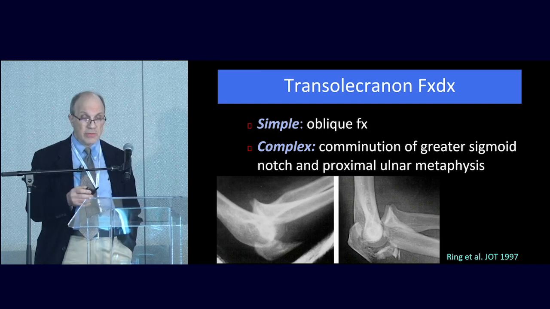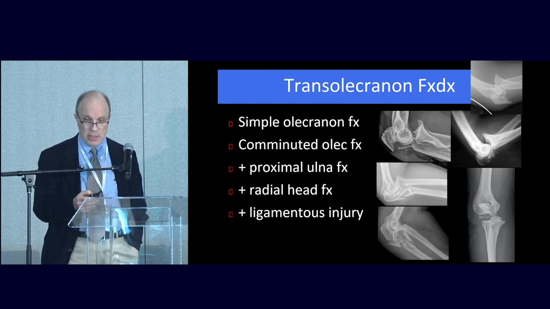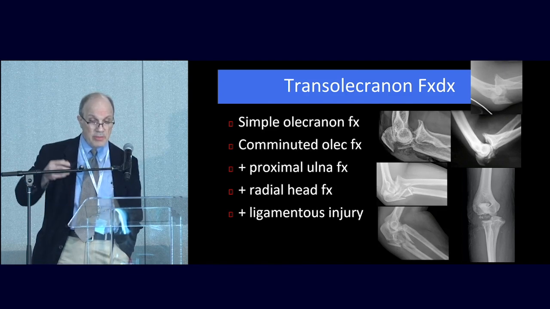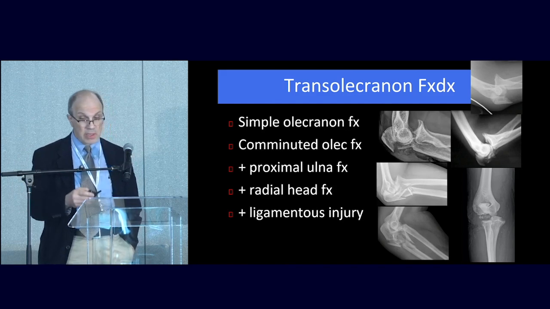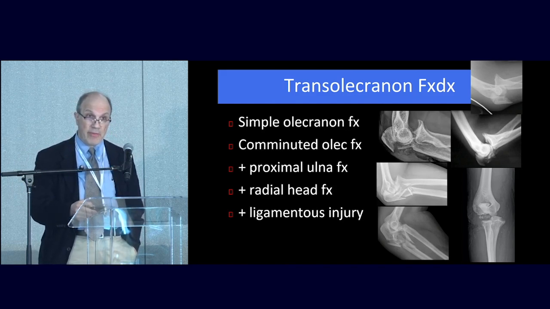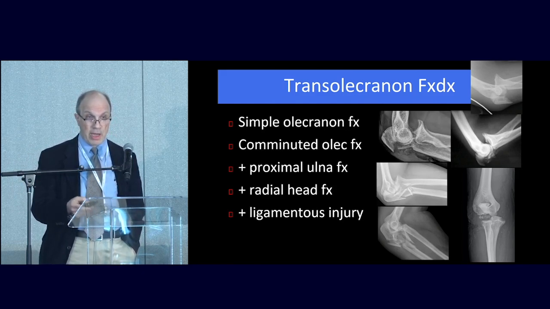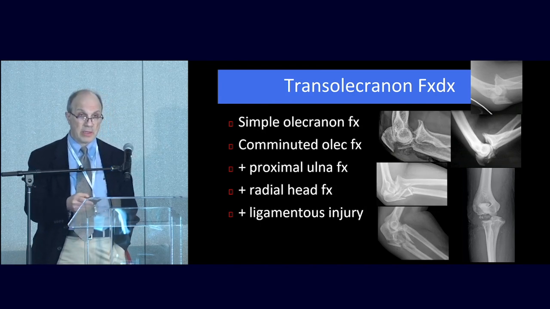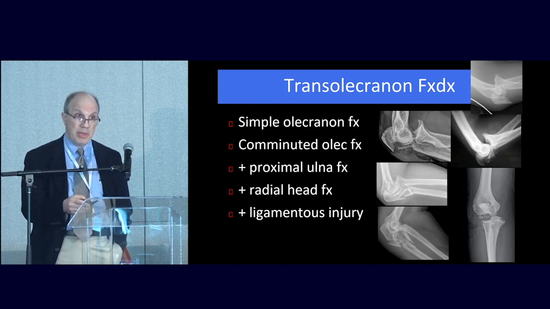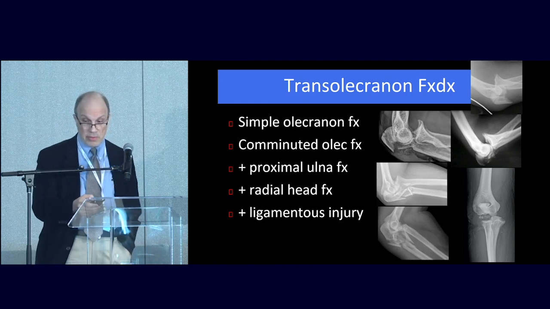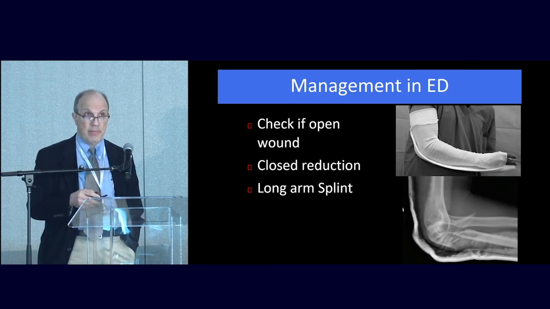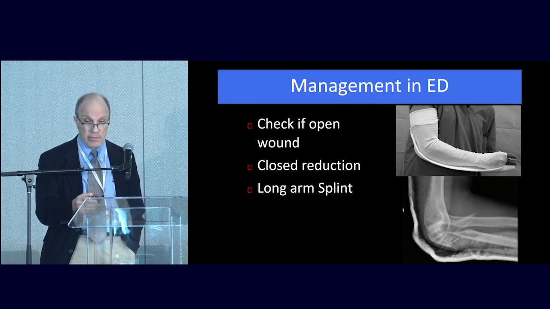If the coronoid is involved, I think it becomes a little more complicated. It can be simple, it can be comminuted, and it comes in different flavors, right? The proximal ulna may be broken in different parts. A radial head fracture sometimes comes in together, and sometimes you may have additional ligamentous injury. I told you that most transolecranon fracture dislocations are bony injuries, but for some of them, after fixing the bone, you find out that some of the ligaments may be injured too, and you may need to take care of them.